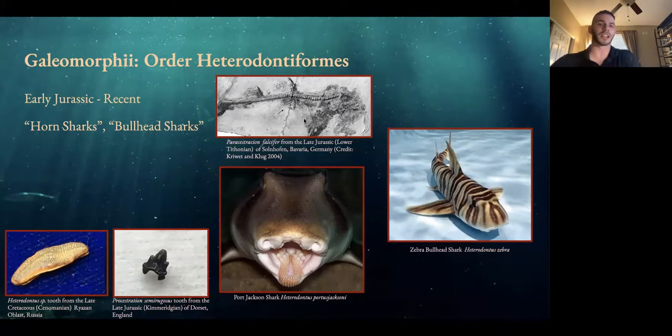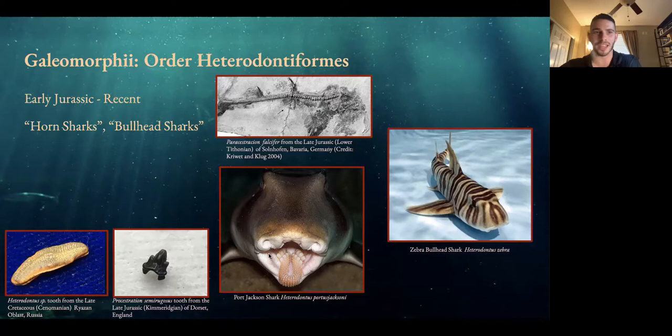Up here is an articulated skeleton of Paracestracion falcifer, an early heterodontiform. This is from the late Jurassic of Solnhofen, Germany. Solnhofen and the related localities in Germany are known as Lagerstätten, which are exceptional localities when it comes to preserving these articulated remains, even soft tissue preservation. So you really don't see much preserved as far as articulated skeletons with sharks, because since they're cartilaginous rather than bony, it's much harder comparatively to preserve in the fossil record, whereas their teeth do preserve very well. And since they replace teeth throughout their lives, that's why they are so common within the fossil record.